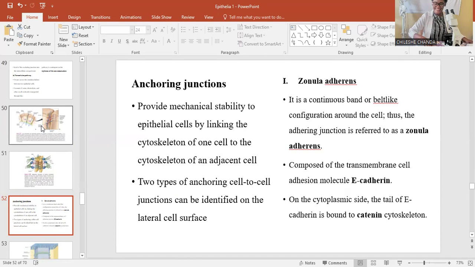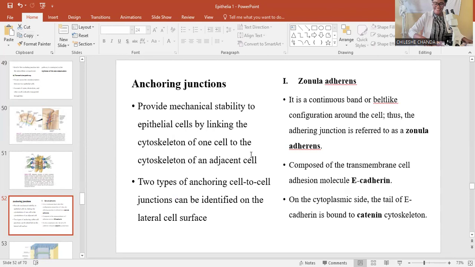So now we are saying that those same junctions are grouped. The first group that we looked at is the occluding junctions. And the occluding junctions, we have looked at one which are known as the tight junctions or the zonular occludens. The zonular occludens are the most superficial. They are towards the apical surface of the cells, and they hold the cells together. Okay, and then we have anchoring junctions. These provide mechanical stability to epithelial cells by linking the cytoskeleton of one cell to another.